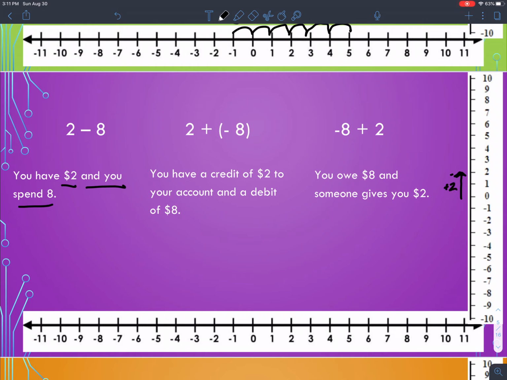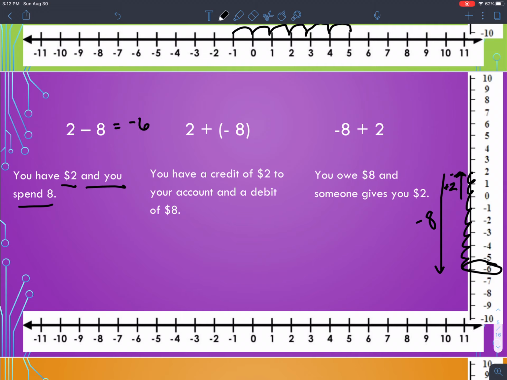And then when you go to spend $8, what's going to happen is you're going to spend more money than you have. So you're going to go down the 2, which is your additive inverse. So you're going to go down $2, but then you're going to have to keep going because you've spent more than what you have. So past 2, we're going to go down 1, 2, 3, 4, 5, 6. So we've gone down 8, and we can count that out. 1, 2, 3, 4, 5, 6, 7, 8. Either way, we end up here at negative $6.